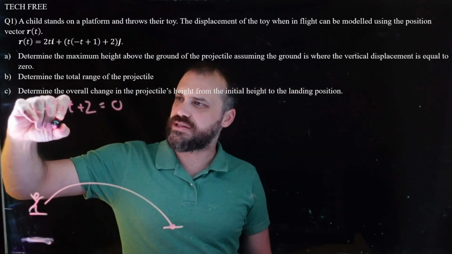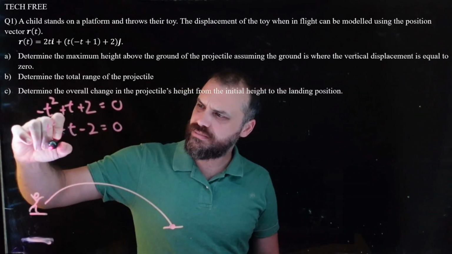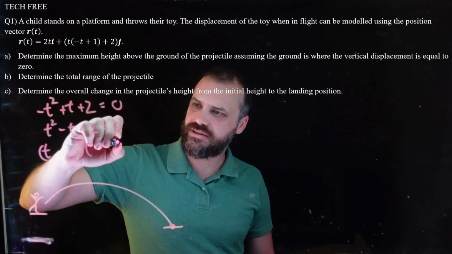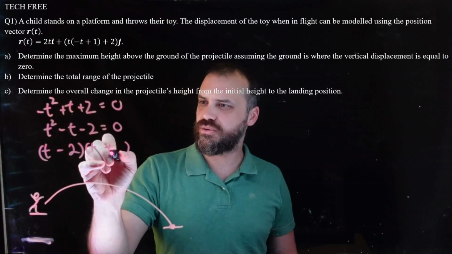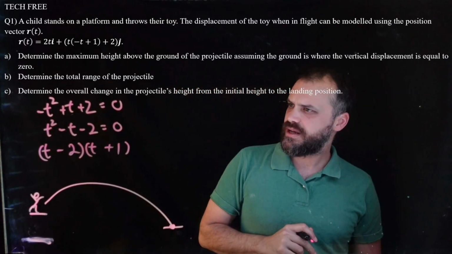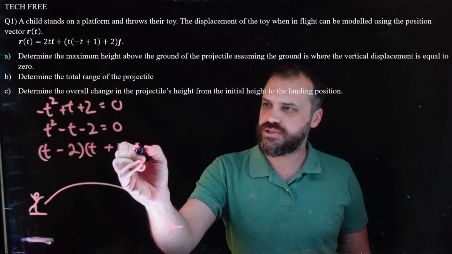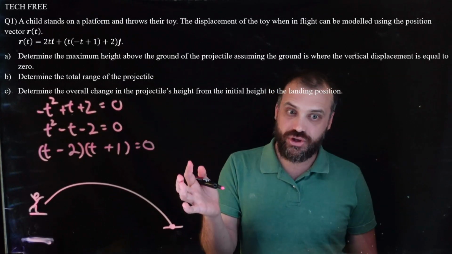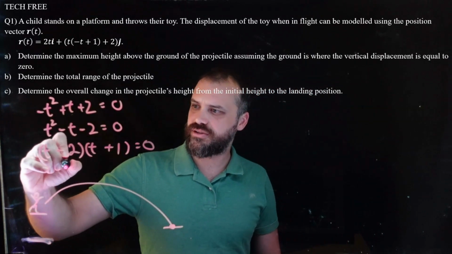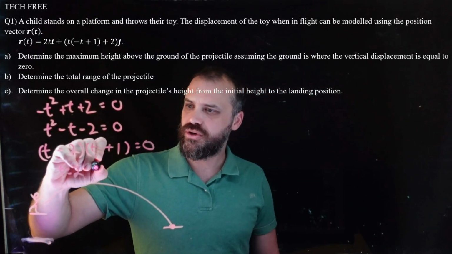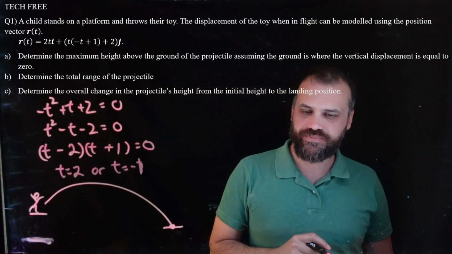It's going to be easier for me to write this as t squared minus t minus 2 equals 0. I think maybe that factorizes neatly, I hope. Let's go with a minus 2 and a plus 1. That'll work. Okay, so what does that mean? Equals 0. There are 2 times when this projectile touches the ground. It touches the ground when t equals 2 or when t equals negative 1.